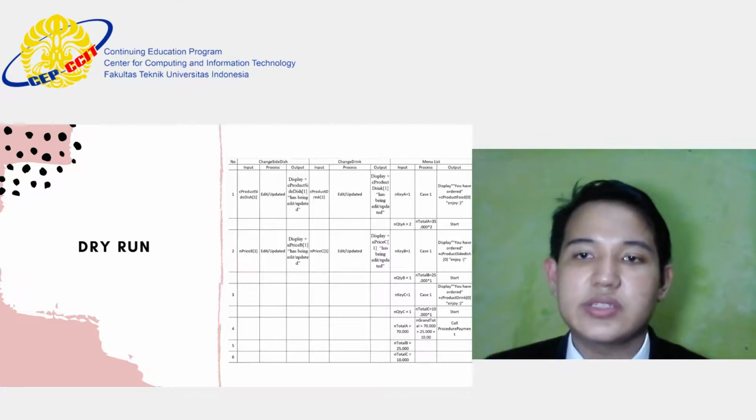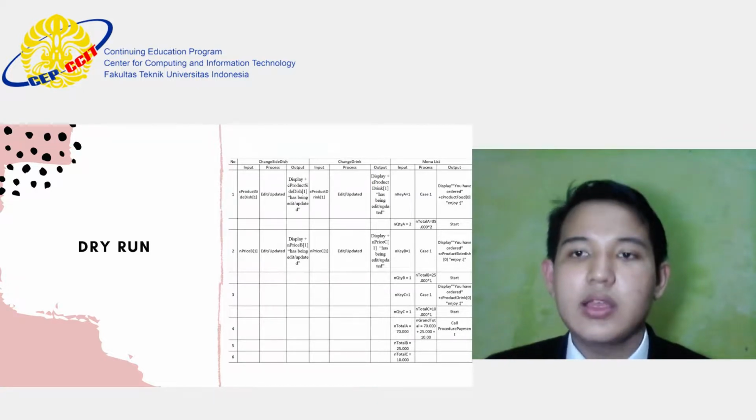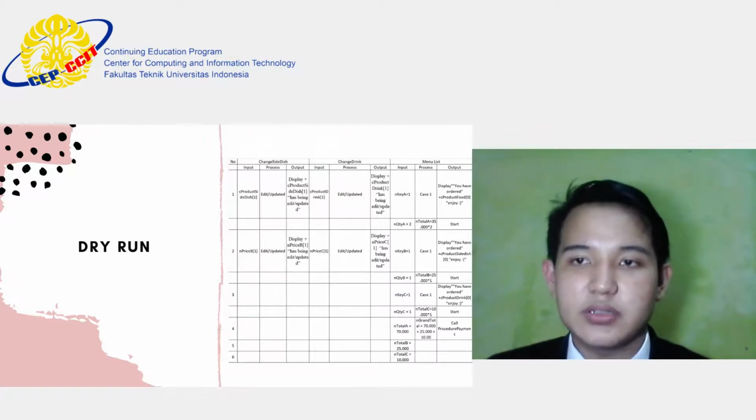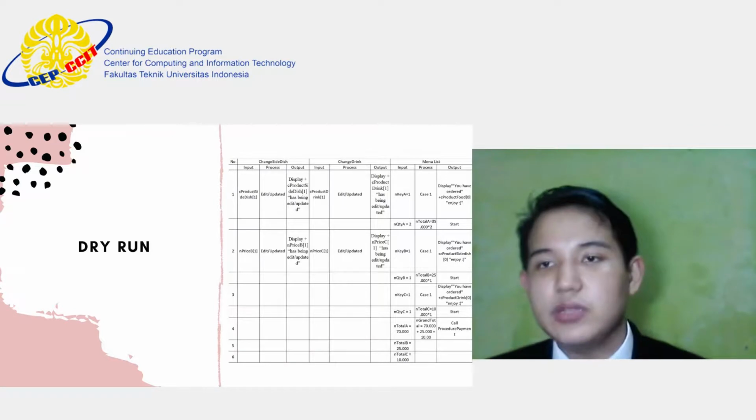The first is C product drink 1, the process is edit/update, the output displays plus C product drink bracket 1 or array 1 has been edit/update. The second is n price C bracket 1 or array 1. The process is edit/update, the output displays plus n price C bracket 1 or array 1 has been edit/update. Move to the monolith procedure.